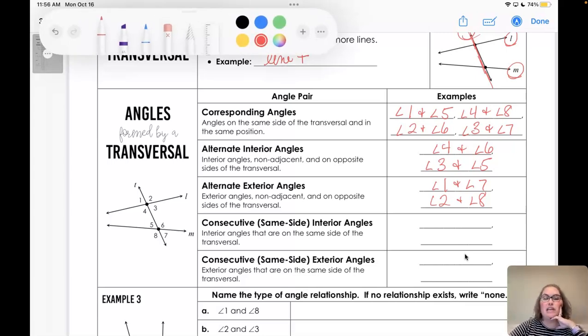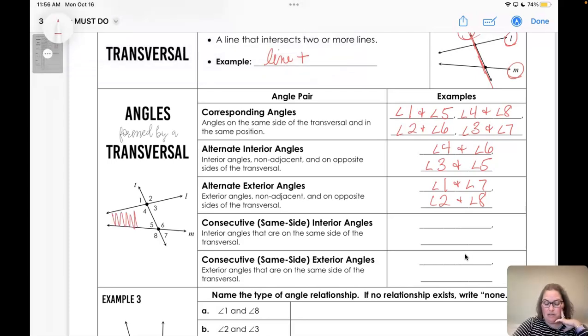Consecutive, or we call them same side interior. I think the same side interior makes more sense, so that's what I'm going to use a lot. So consecutive or same side interior angles are the interior angles. So we're talking about the part here, right? So interior angles that are on the same side of the transversal. So here you've got one set, angle 4 and angle 5. And then the other set, angle 3 and angle 6.